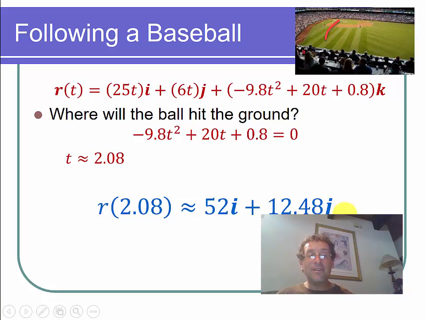And that is the end of this video. I hope you understood what a vector valued function is, how to find the limit of a vector valued function, how to find out if a vector valued function is continuous at a value of t, or just if a vector valued function is continuous in general. And we got to play around with baseball.